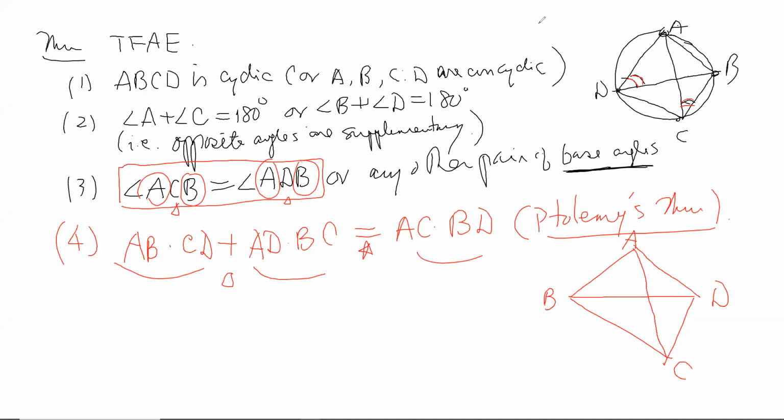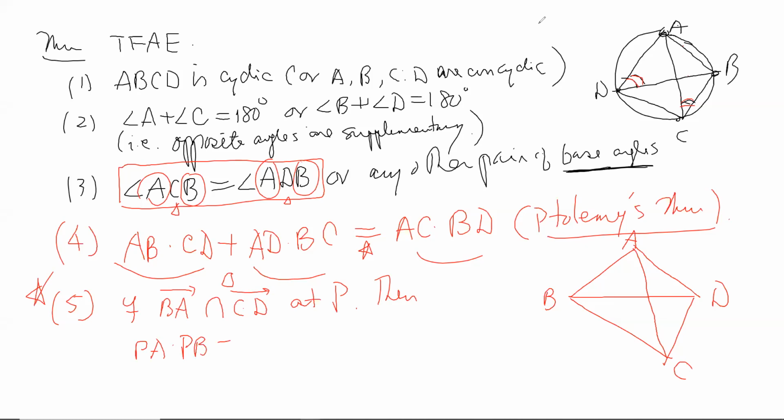Okay, and that becomes interesting. And actually, number 5, we add 1. This is not in the notes. That is, if BA intersects with CD at P, then PA times PB equals PC times PD. So basically, you want the power of a point to be true, okay?